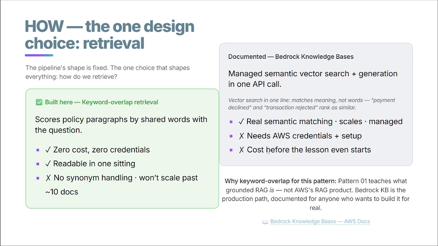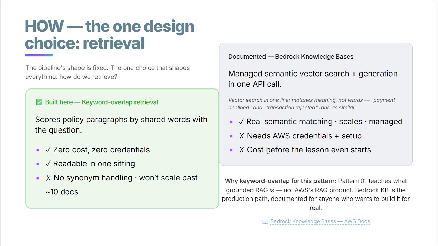So the choices we make for retrieval are quite key, considering our intention is to keep it very minimal cost from a learning point of view. The approach we have taken to build the retrieval logic is to use the keyword overlap retrieval option. How it works is that it scores policy paragraphs by shared words with the question which Mike has asked, right?